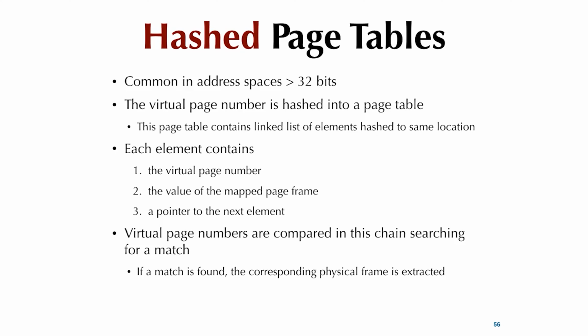It's starting to be used more for address spaces larger than 32 bits. The virtual page number is hashed into a page table, and that's done in the hash structure. And just like a hash table, in case of collision, it has a linked list of the entries. So hashing itself is quick, but then you may have to do a linear search in the linked list just to find that entry.